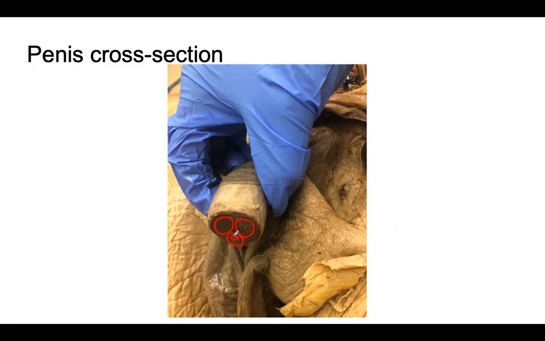And so we would have talked about the three divisions of the urethra. It's got the membranous portion, which is the smallest portion. It's got the prostatic part, which goes through the prostate.